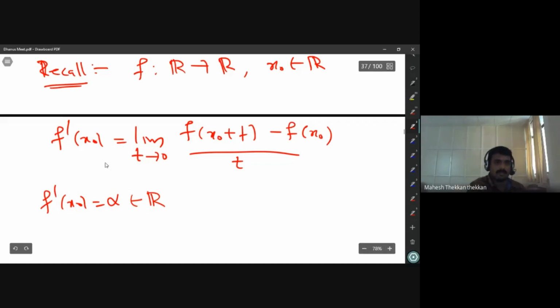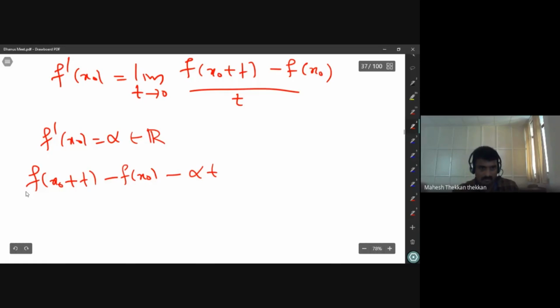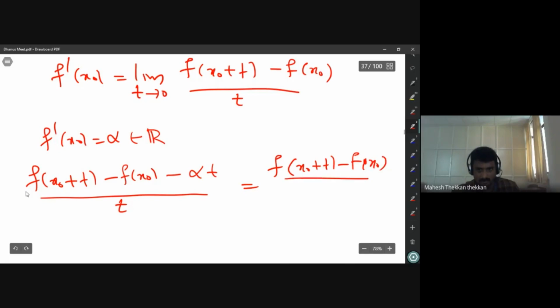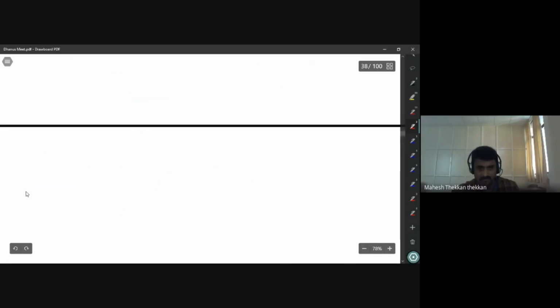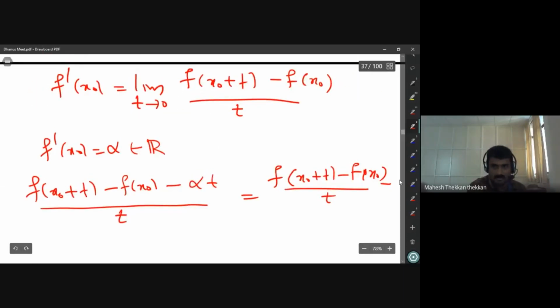Now I just rewrite this equation as follows. You look at f of x naught plus t minus f of x naught minus alpha times t, divided by t. What is that? That will be f of x naught plus t minus f of x naught by t, minus alpha, right?